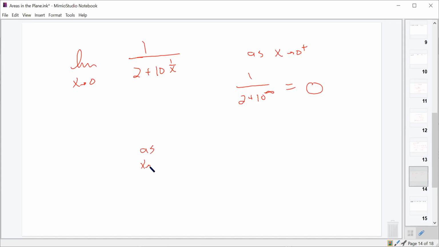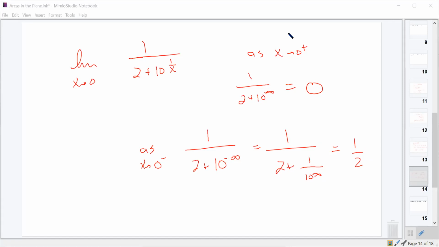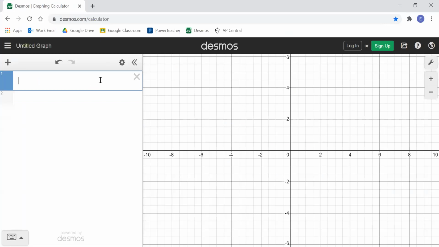But as x approaches 0 from the left, this is still a very small number, but now it's negative, so 1 over a very small negative makes that 10 to the negative infinity instead of positive infinity. And 10 to the negative infinity is like 1 over 10 to the infinity, which itself is 0, which gives you a half. So from one side it's 0, and from the other side it's a half. And therefore that one is also non-existent. And if we look at the graph, 1 over 2 plus 10 to the 1 over x, right?